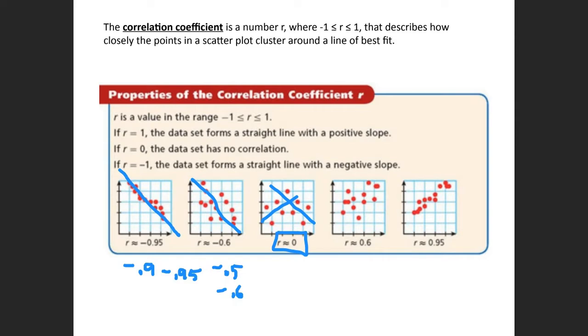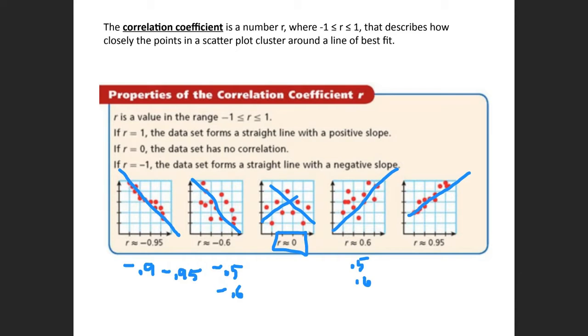Here, I'm drawing a line. The slope is positive, so I know my correlation is going to be positive because it's going up, and the points are not very close to the line, so I'm going to say about 0.5, 0.6 for my correlation coefficient. Here, if I drew a line, the points are very close to being all on the same line. So I might go with 0.9 or 0.95. So that's how you find the correlation coefficient.